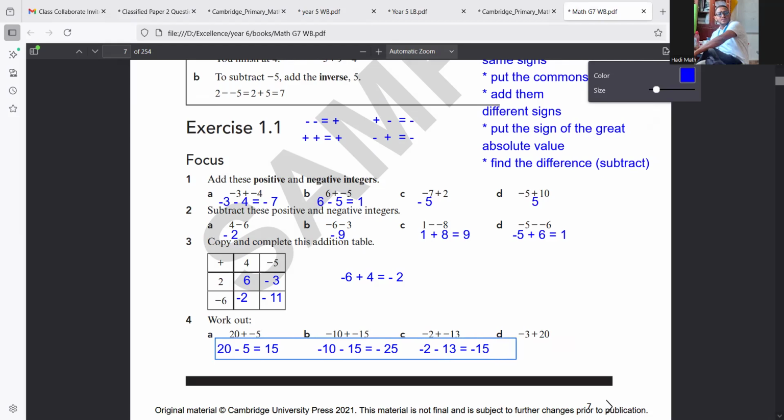Question number D. We have negative 3 plus 20. 3 is negative, 20 is positive. The sign of the greater is positive. And the difference between them, or subtract, is equal to what? It is equal to 17. Here we go.